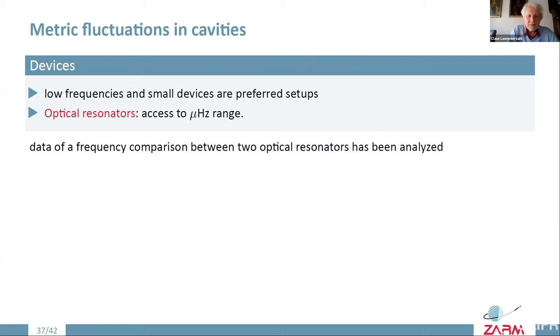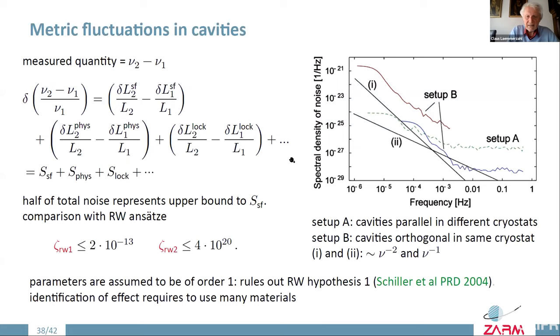with experiments. What we did is take data from cryogenic optical resonators and measured the comparison of the frequency of these two resonators, taking into account, besides all these physical fluctuations and the flicker fluctuations and other fluctuations, also this space-time fluctuation part. And the data are given here by setup A and setup B. A is two cavities in parallel in different cryogenic systems, and B is two cavities orthogonal in one cryogenic system.